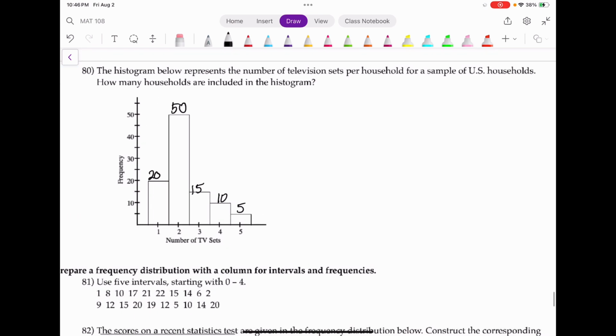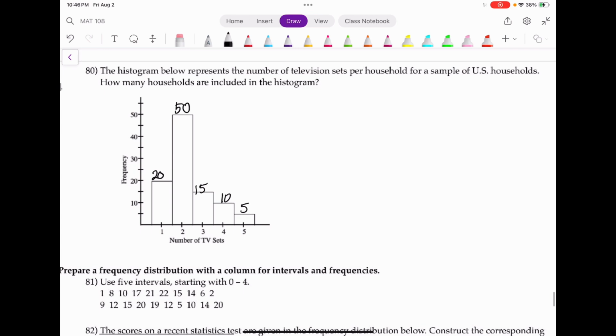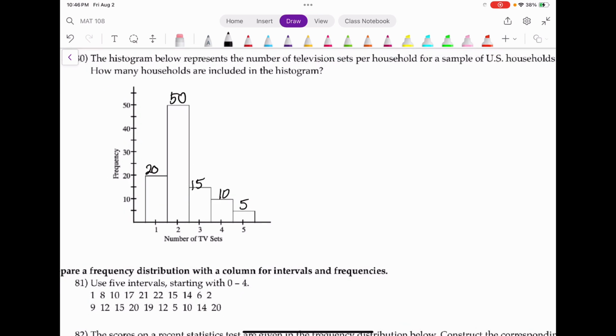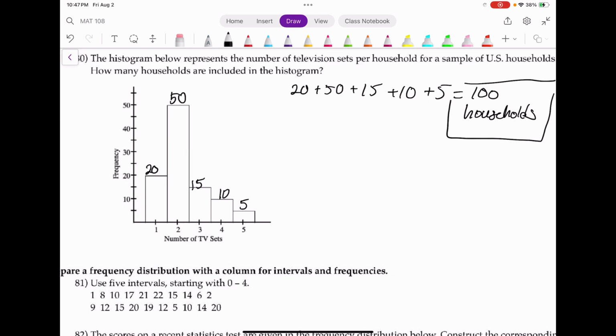Let's look at the units: per household. So 5 households have 5 TVs. How many households are included in this histogram? We can just add up those numbers. 20 plus 50 plus 15 plus 10 plus 5 equals 100 households. And that is our answer for question number 80.